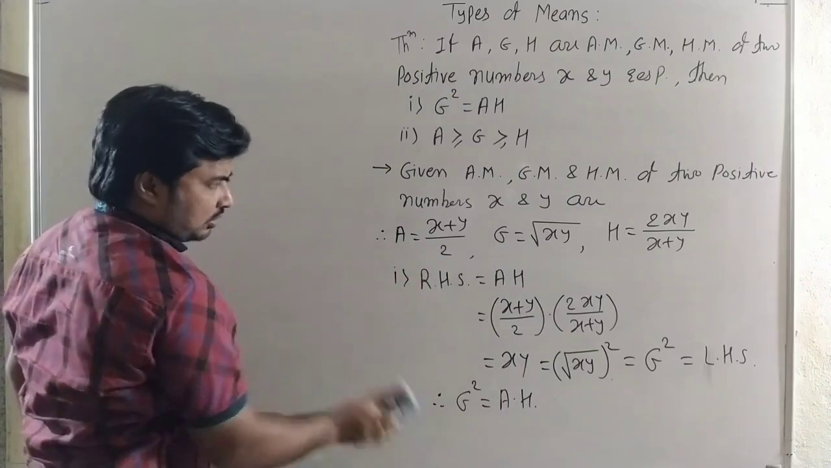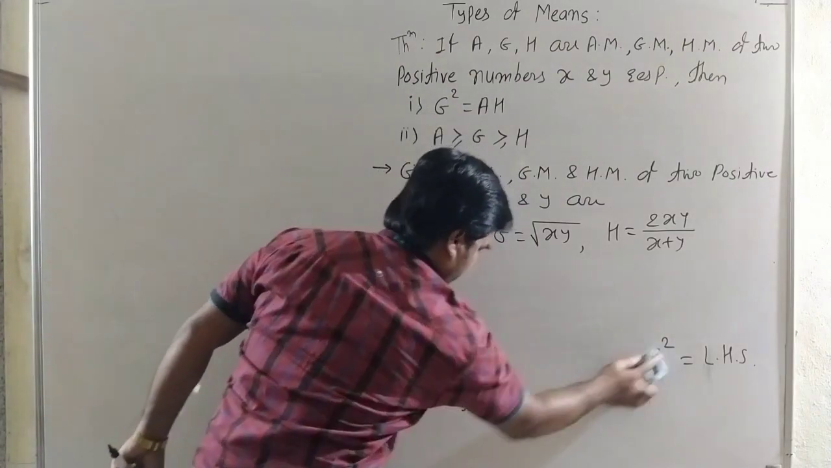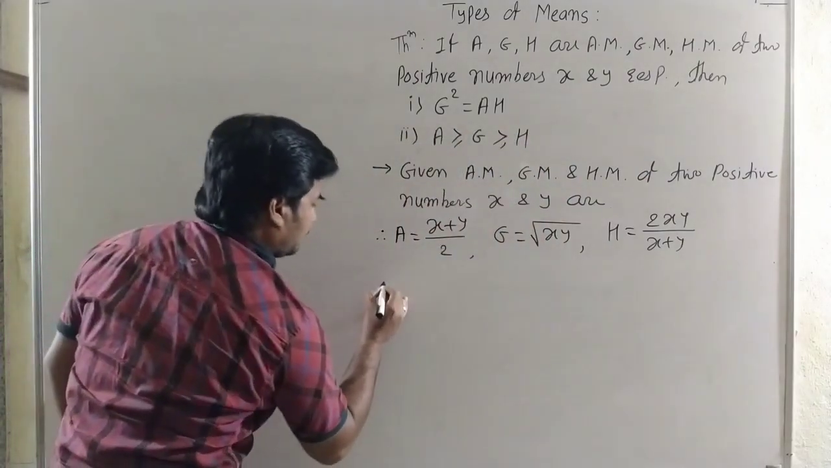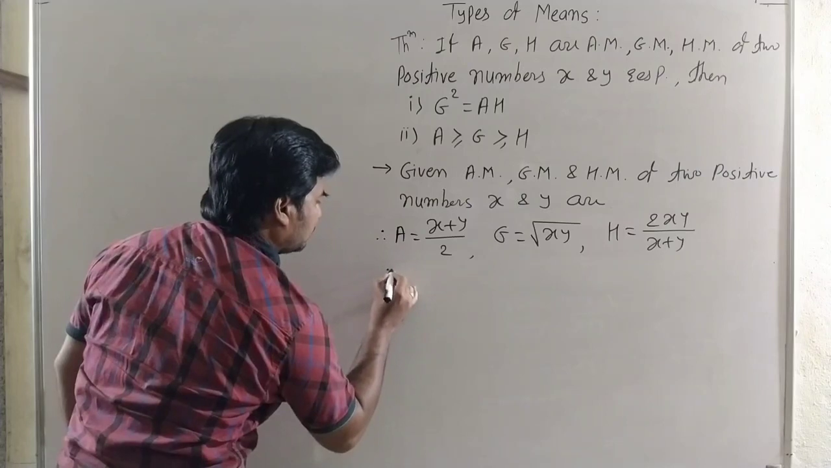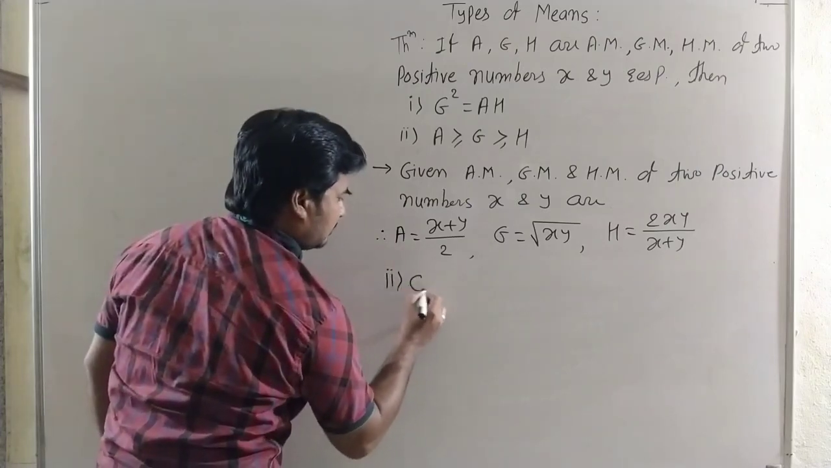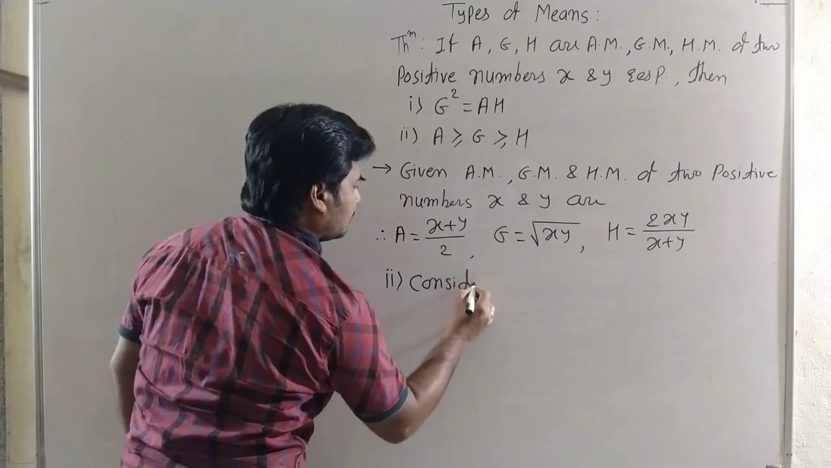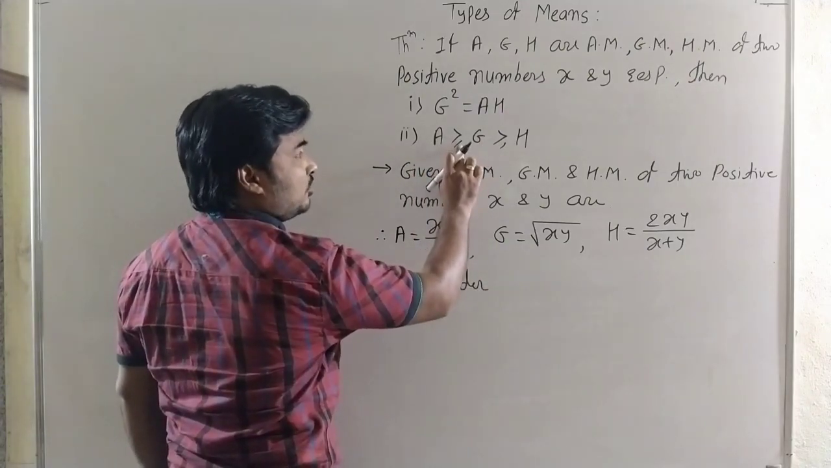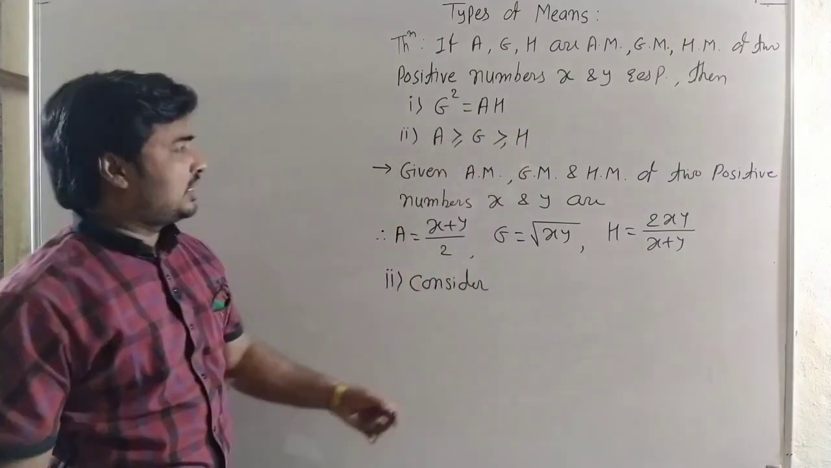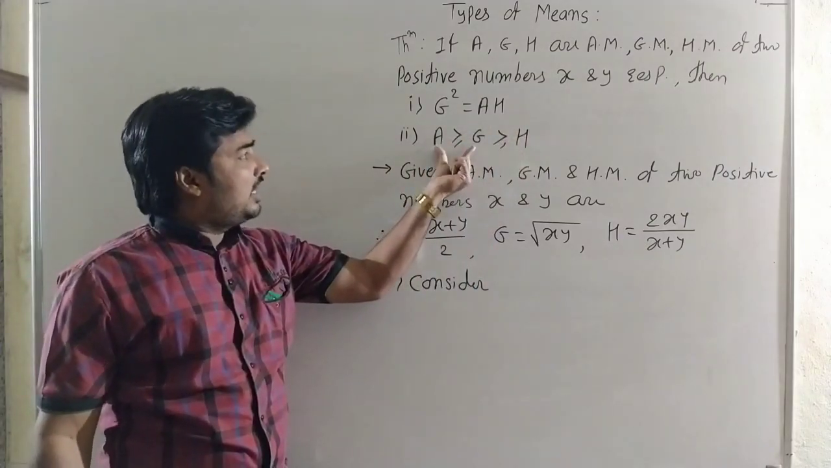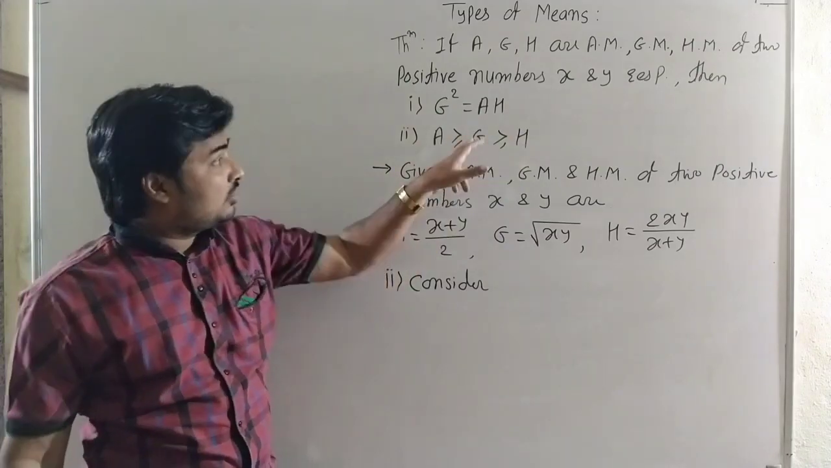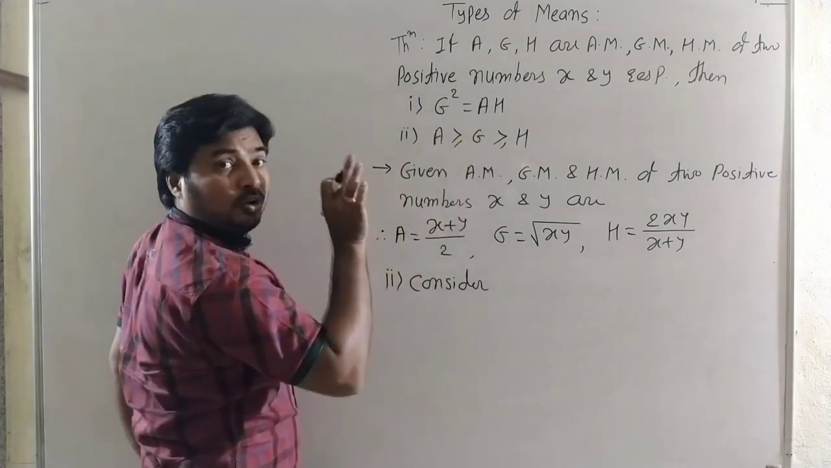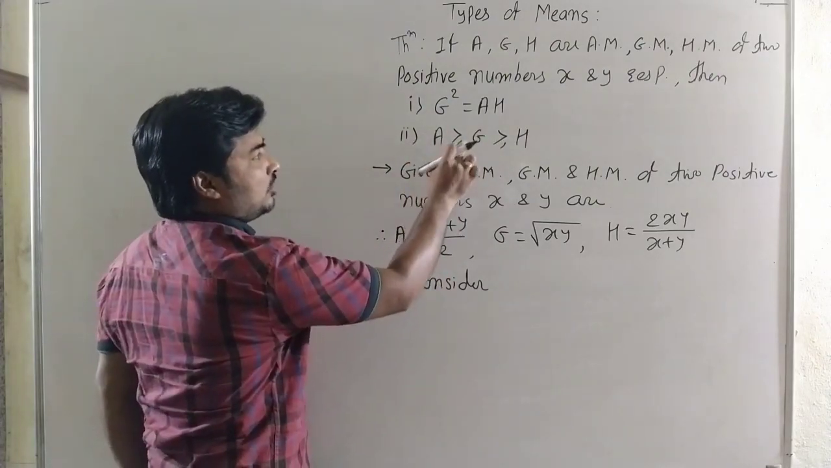Now for the second, see carefully. We want to prove that A is greater than or equal to G, and G is greater than or equal to H. Consider any two. First we prove A is greater than or equal to G, that is the arithmetic mean is greater than or equal to the geometric mean.